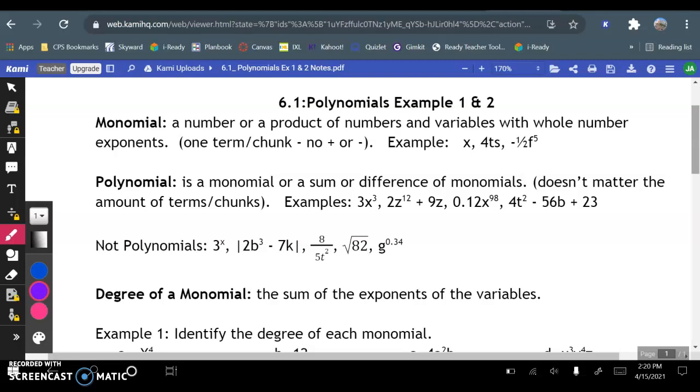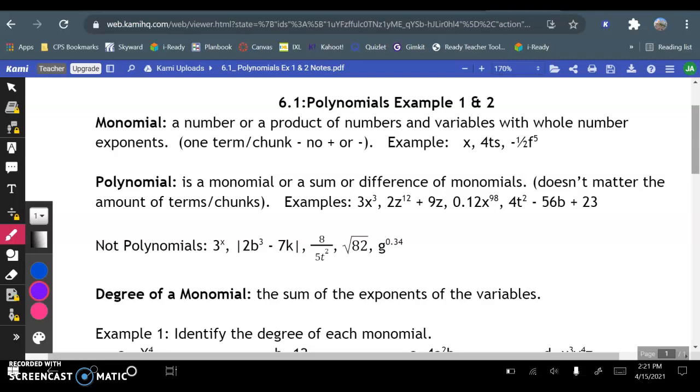Then a polynomial, which is what this whole section is about, is a monomial or the sum or difference of monomials. So polynomials can have one chunk, two chunks, three chunks, four chunks, and so on, terms as well instead of chunks. It does not matter how many pieces it has. So I have some examples there. There's a few things that matter.